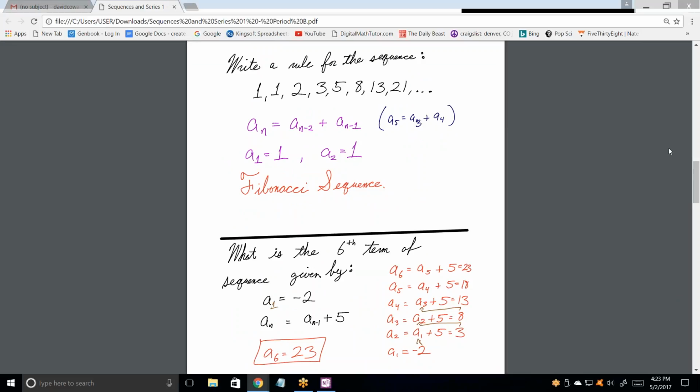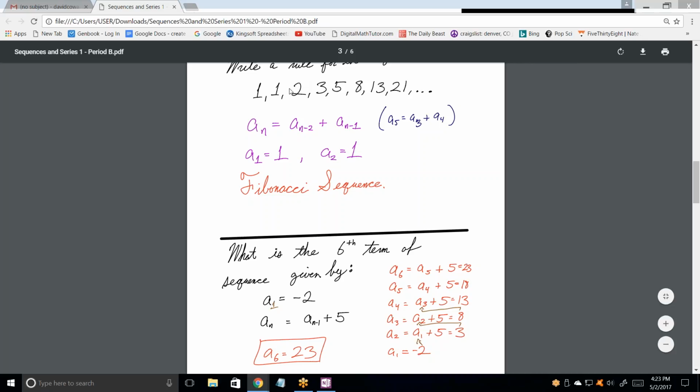It's an interesting sequence like this one. This is not an arithmetic. It's also not a geometric. This is the Fibonacci sequence. And the Fibonacci sequence is every term is the sum of the previous two terms.